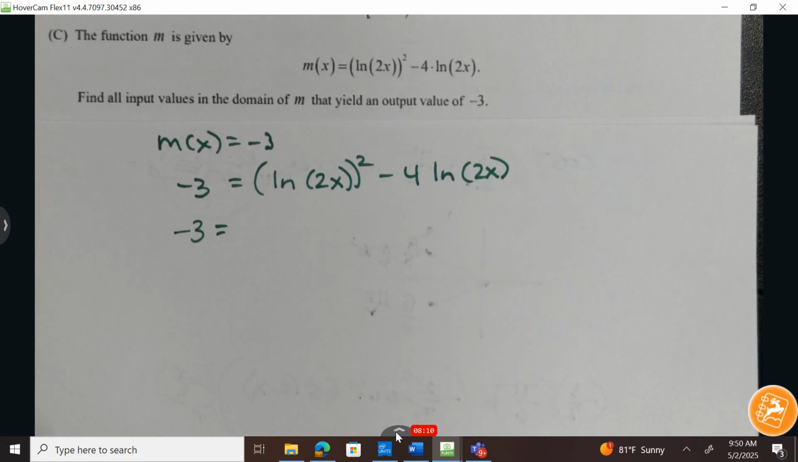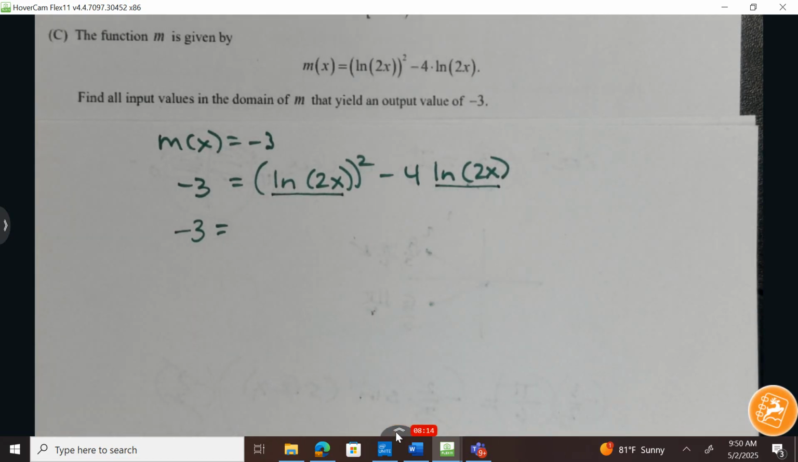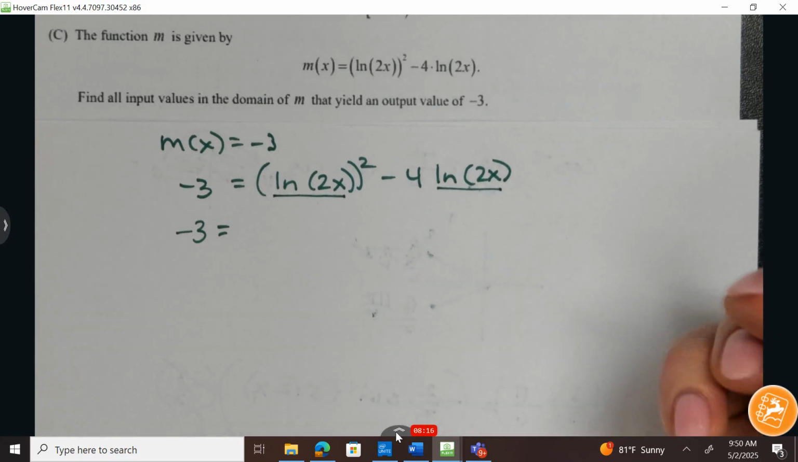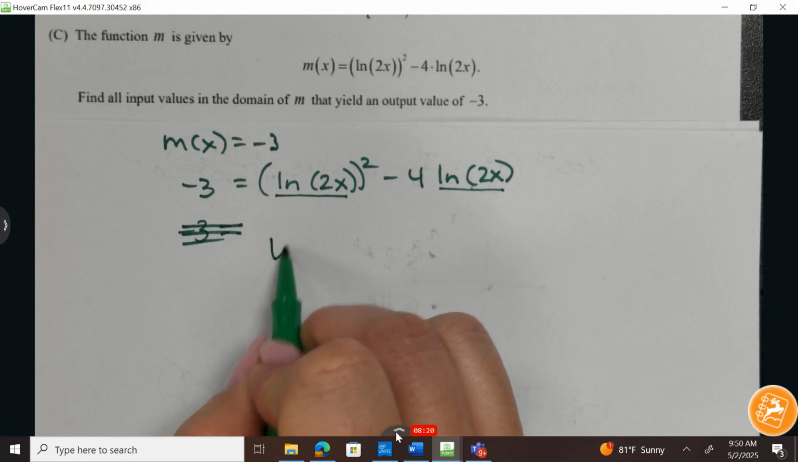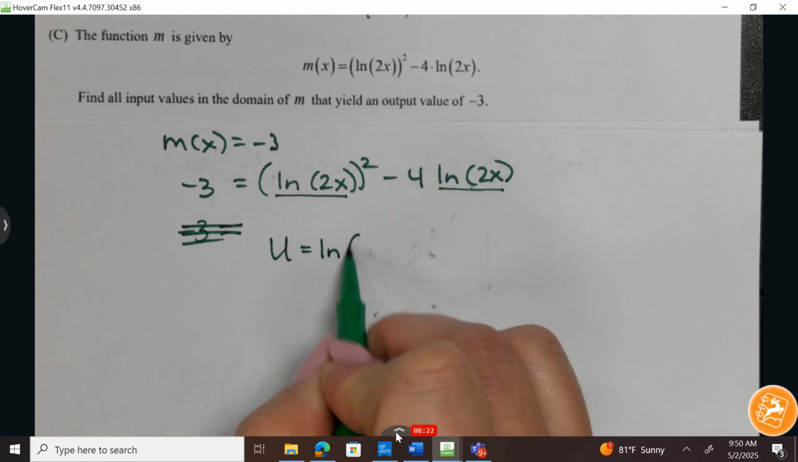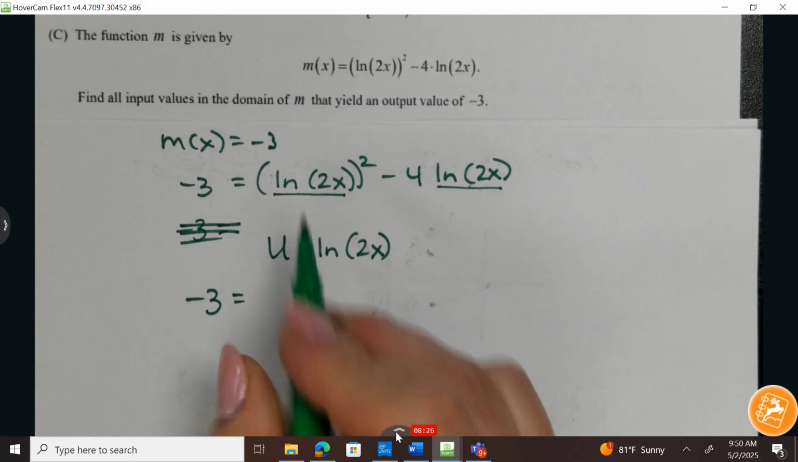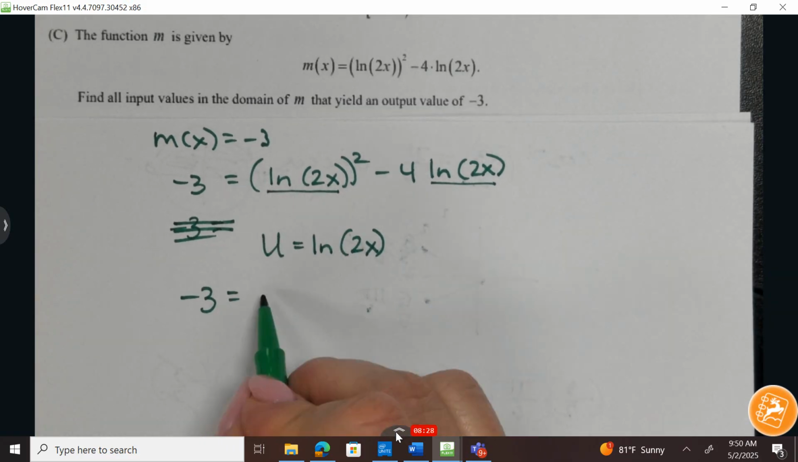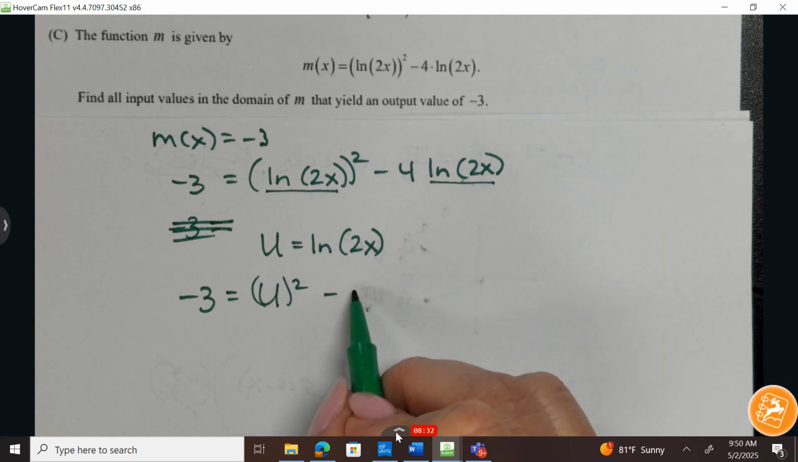Here's what I noticed. Notice how these are exactly the same. I'm going to do something called u substitution. So I'm going to come off to the side, and I'm going to say u is equal to the ln of 2x. And now let me rewrite this. So I have negative 3 equals, we're going to substitute in temporarily a u. So u squared minus 4u.